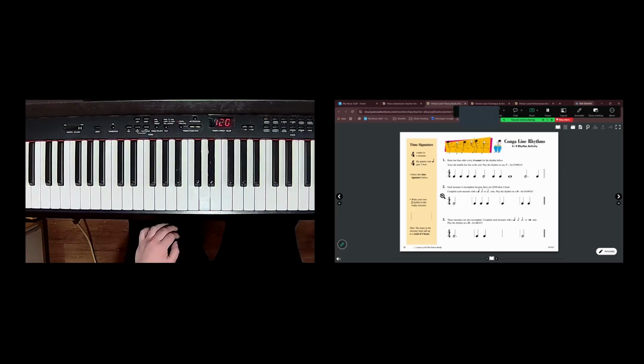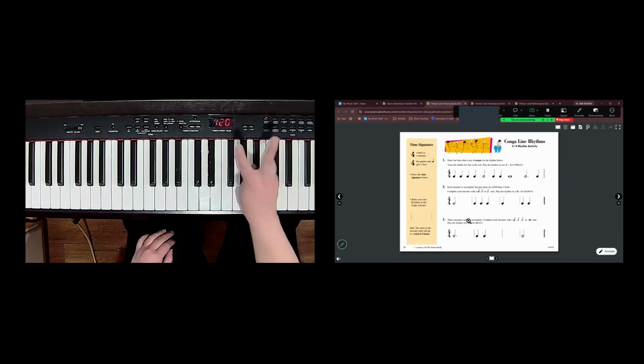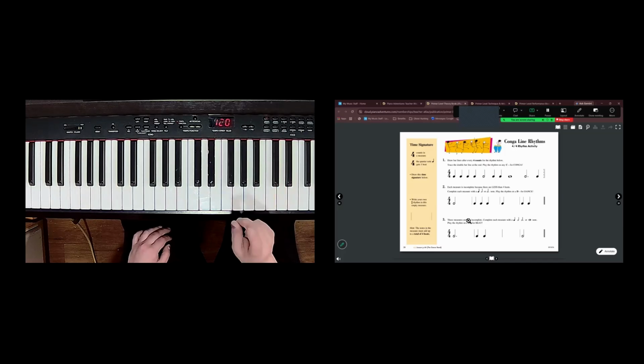So right here we'll do the first one together. This is a half note, which means it has 2 counts. And we've got to get to 4. How many more counts do we need to get to 4 if we already have 2? We would need 2 more counts. Very good if you said that.